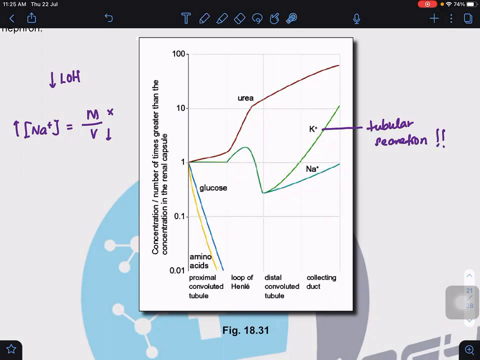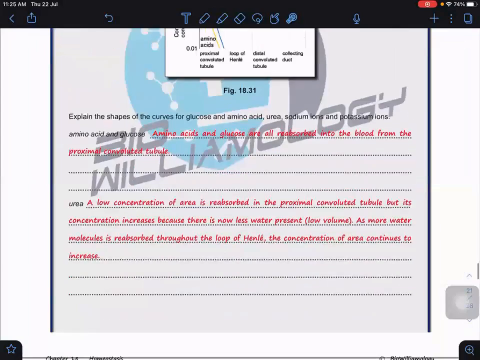Okay, urea keeps on increasing in this case because of reabsorption of the water molecules, making their concentration become higher. Nothing to do with reabsorption of urea or what we actually add on the urea there, but basically due to the water molecules that have been reabsorbed back. Okay, so again, I will go through the answer with you guys.